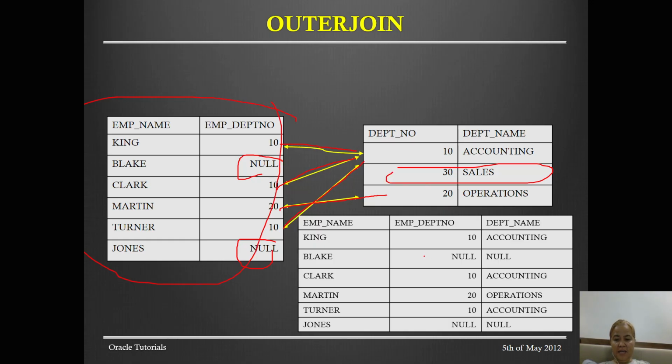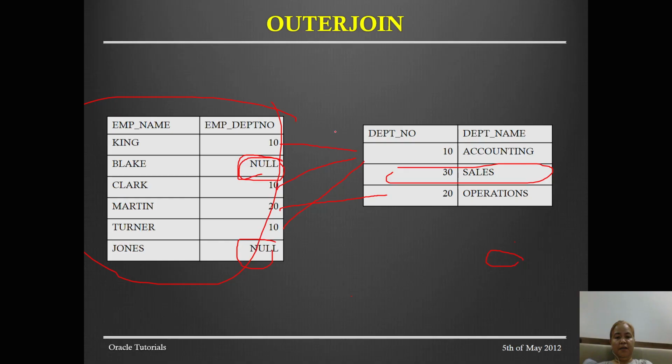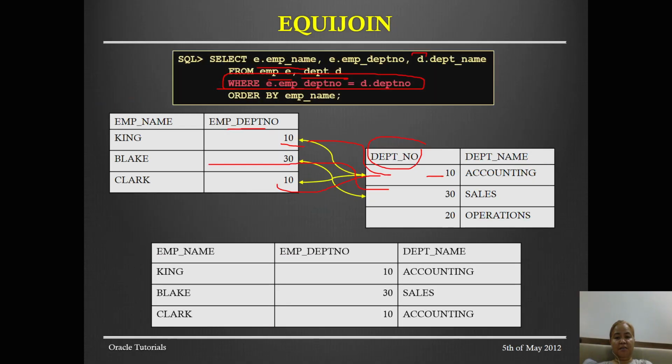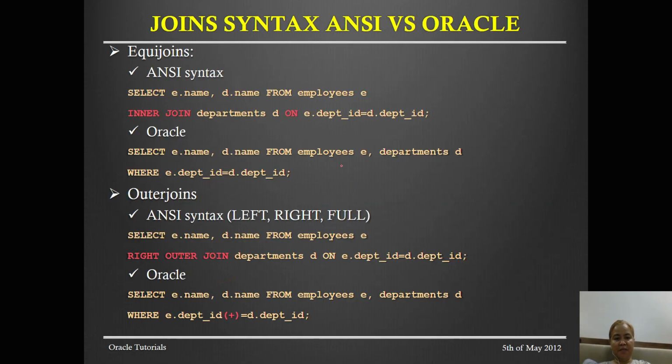Kung titingnan natin, si King nasa accounting. Si Blake, dahil null yung employee department, null na yung ipinakita sa kanya. Si Martin, na may 20, nandun siya sa operation. So, this is how you perform the outer join. Halos the same lang din dun sa ating equi-join, except that nilalagyan lang natin siya dito, kasi isinasama natin lahat. Okay?